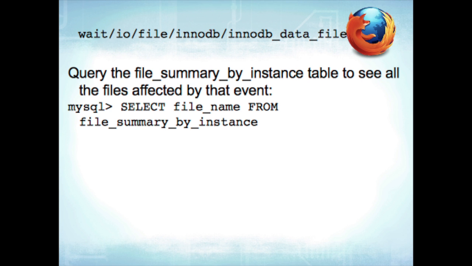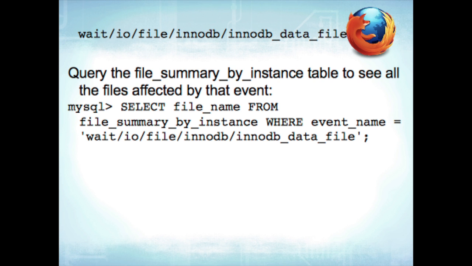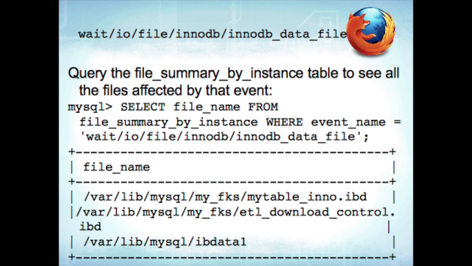So I say select file name from file summary by instance, where the event name is this. And I get 3 answers. My table eno.ibd, etl download control.ibd, and ibdata1. I don't know what the first 2 do. You can look it up. I'm sure that we could also look to see the counts, and it would be ibdata1 is more.